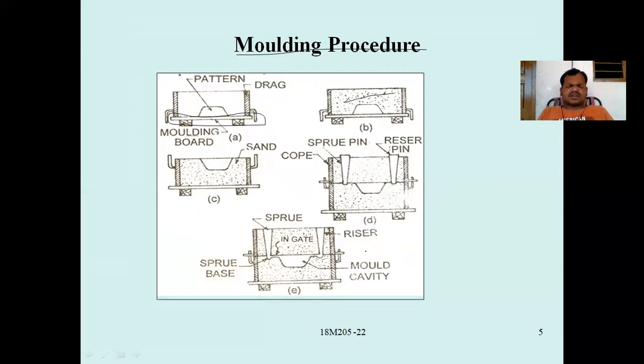For the total system, we take the raw material and convert it into molten material in an electric arc furnace. After conversion into molten material, we pour it into the runner.